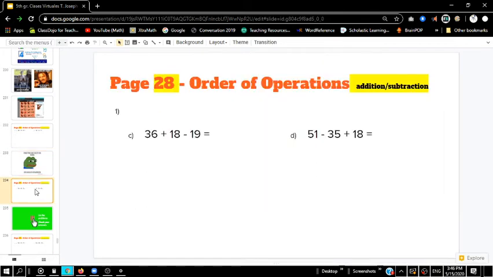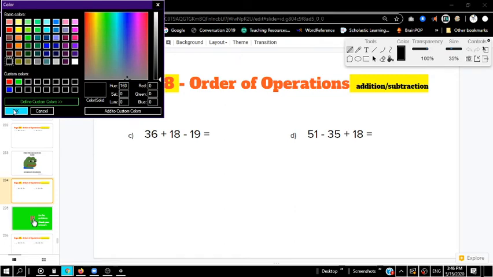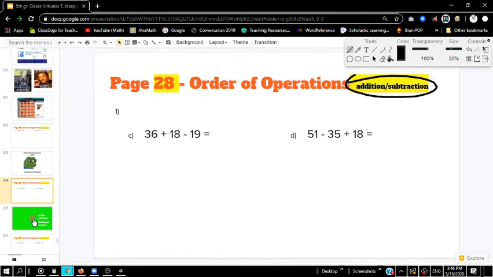Let's do letter C on page 28. This time you're going to see a mix of both addition and subtraction. All right, so let's look at that first problem. First problem says 36 plus 18, which I'm going to do first. Remember, we do things from left to right, okay? And then I'm going to subtract, you see that subtraction sign, 19. It's going to be my second step, okay?